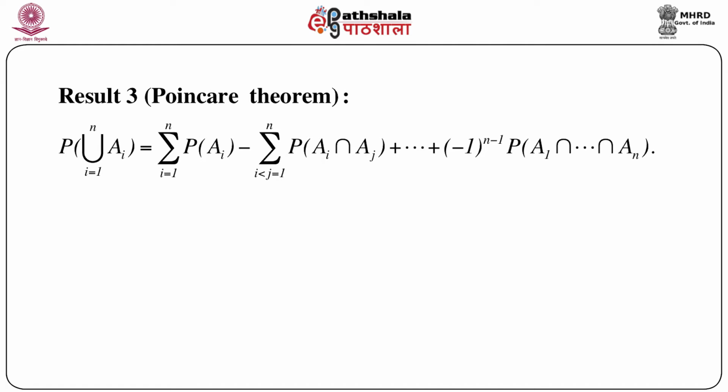Now let us see whether we can go for the big proof of Poincaré's theorem, the famous Poincaré's theorem, which deals with the probability of a union of n events. And we know that Poincaré's theorem is: probability of union of A_i, i equals 1 to n, is summation i equals 1 to n of probability of A_i, minus summation i less than j of probability of A_i intersection A_j, plus and so on, up to plus or minus 1 to the power n minus 1 times probability of A_1 intersection A_2 intersection up to A_n.